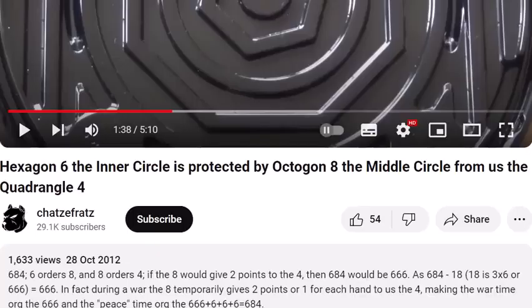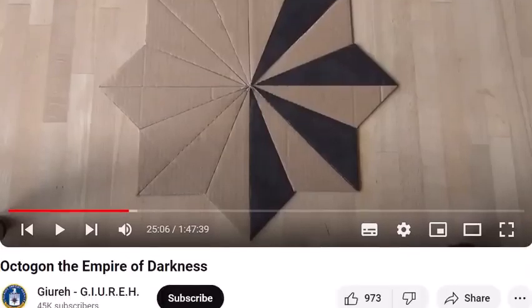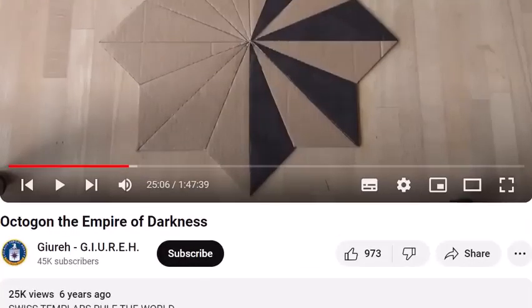find it. So, okay, I showed you in these two octagon examples and in many more of my videos that the octagon protects the inner circle from the square, which is us. And in this video, Octagon, the Empire of Darkness, which I uploaded 6 years ago, but I made it, I don't know, 10 years ago maybe, you can see more about the octagon, and I made many more. This is on the same channel.